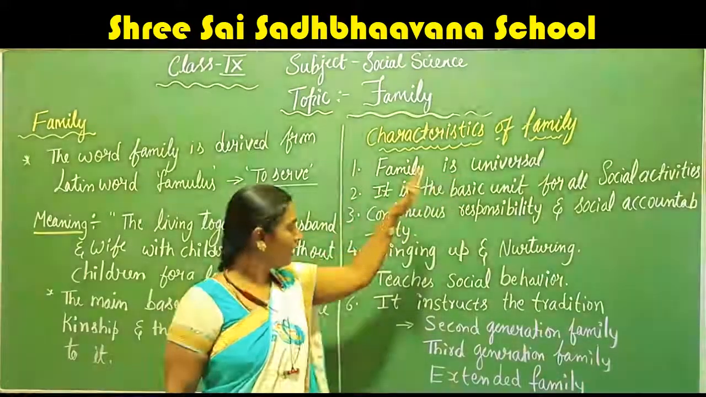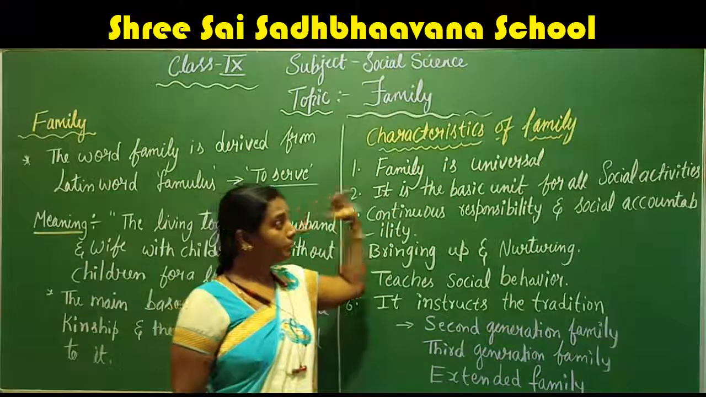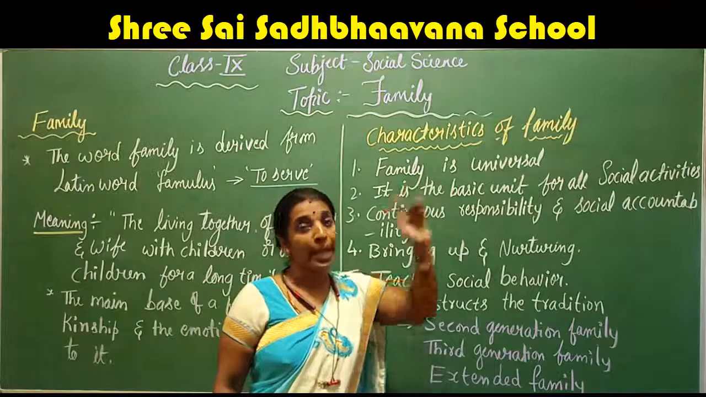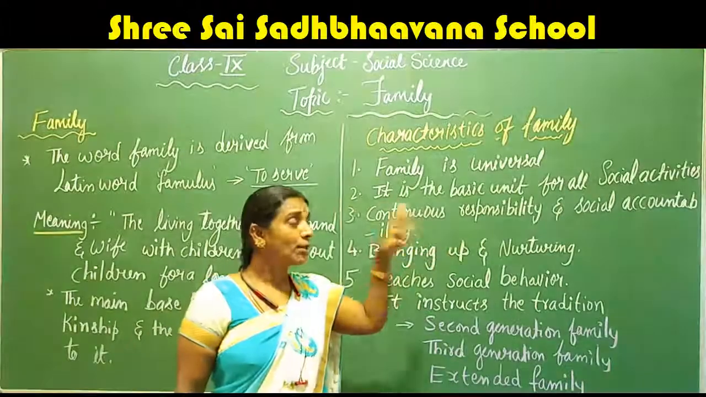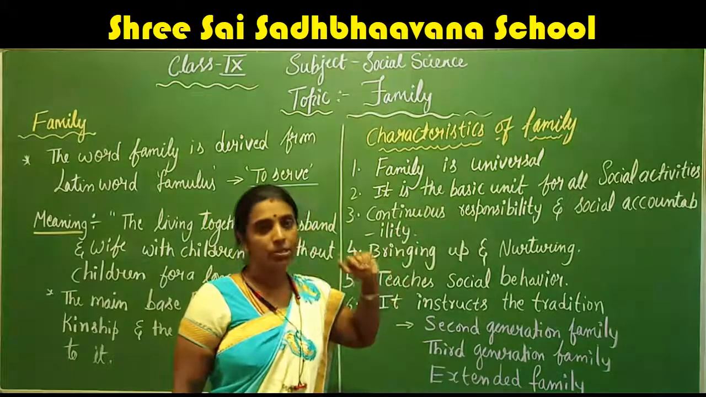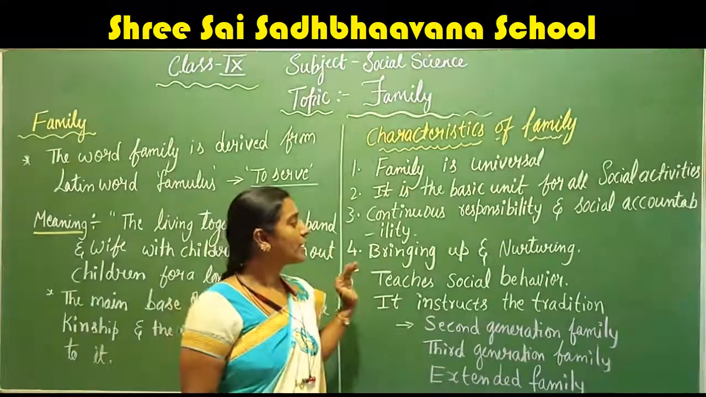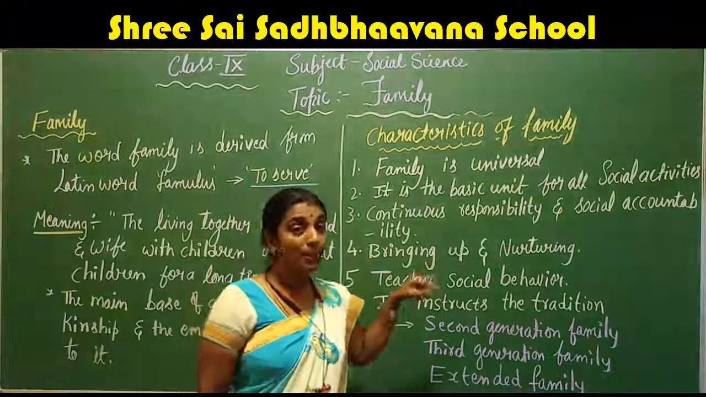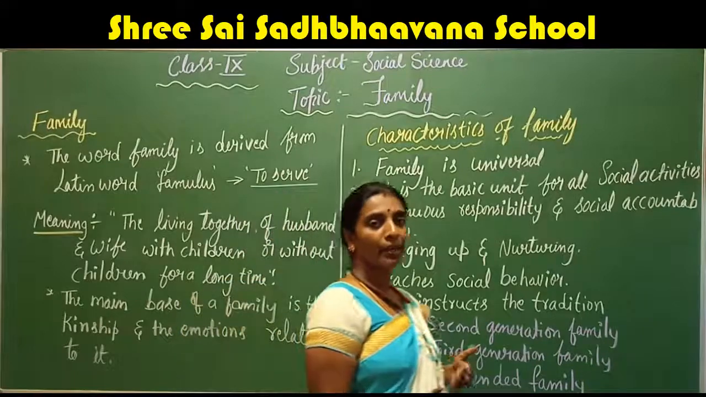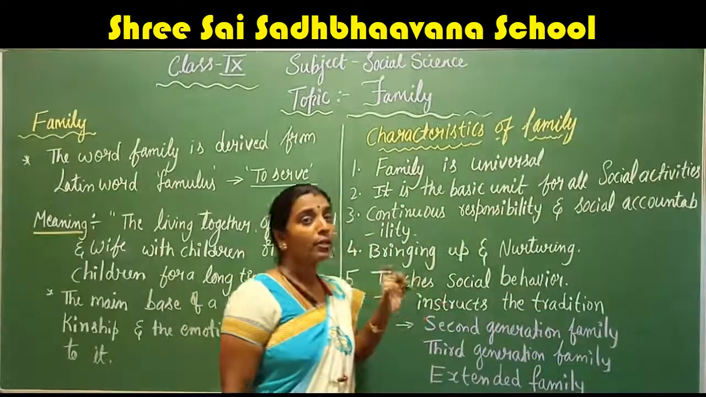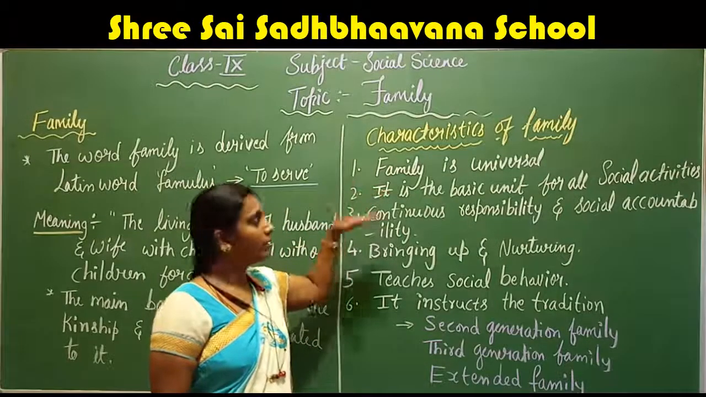Under characteristics of family, some 6 characteristics have been given. One is family is universal. It is the basic unit for all social activities. Family is almost directly related to the society. Socially, it is related to the society, with continuous responsibility and social accountability, and also bringing up and nurturing, teaching social behavior. It instructs the tradition. So far, we understood the meaning in the introduction part, where we have mentioned these points. We will study that in depth.